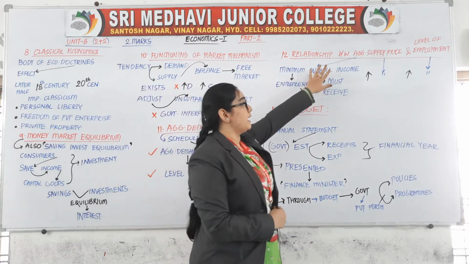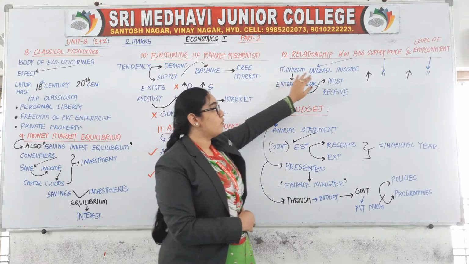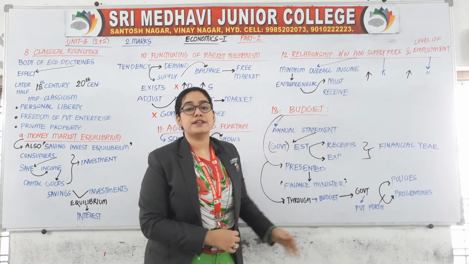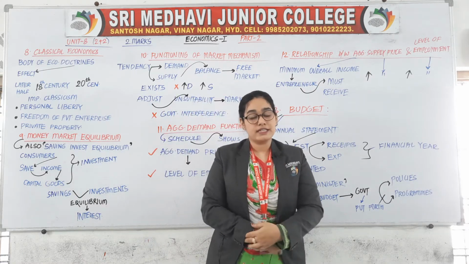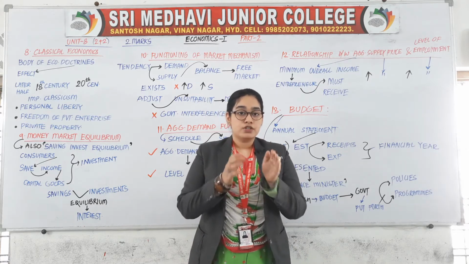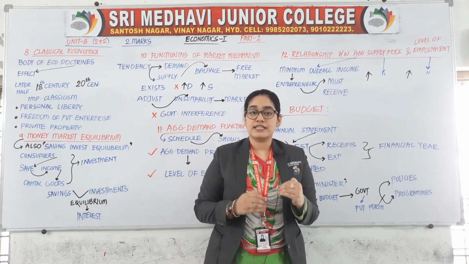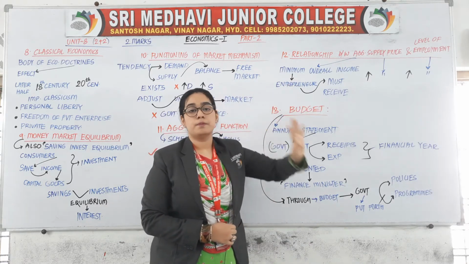Now what do you mean by aggregate supply price? It is the minimum overall income that an entrepreneur must receive. An entrepreneur is a person who starts his own business. All the profits and all the losses belong to him. So whatever income an entrepreneur must receive, that is called aggregate supply price.